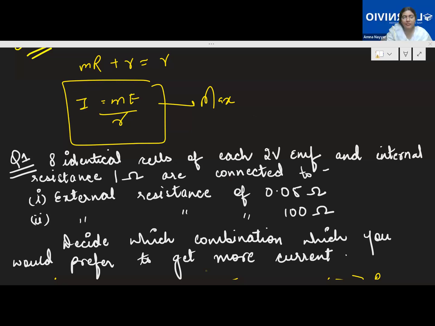Yes, class, tell me one thing. In both of these cases, the internal resistance of 1 ohm is present, and here the external resistance is 0.05 ohm, and here the external resistance is 100 ohm. So just tell me one thing, in the first one or in the second, which one will we prefer, the first one or the second one?